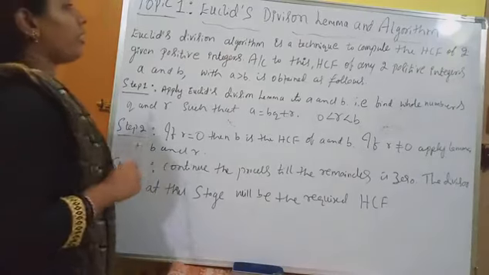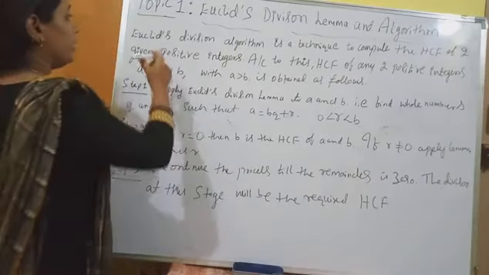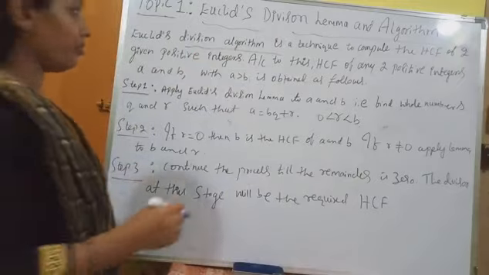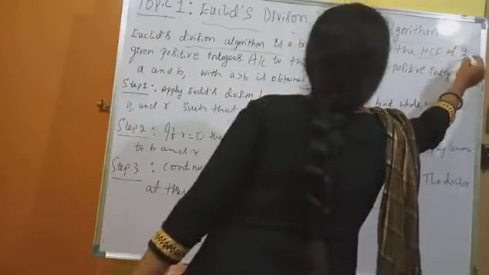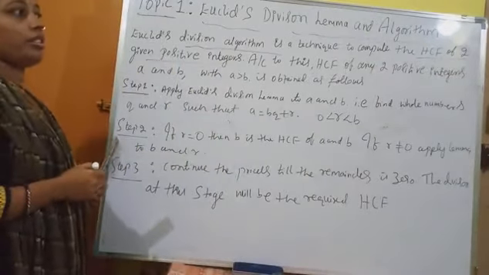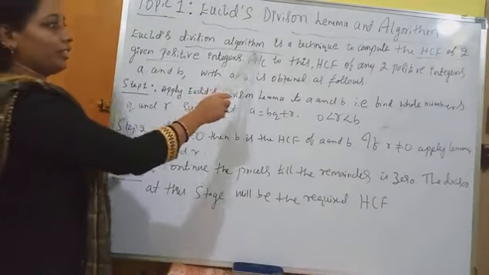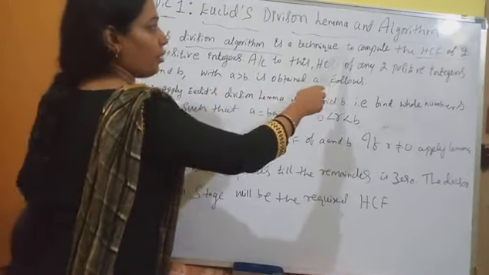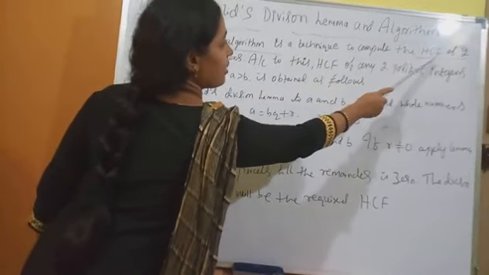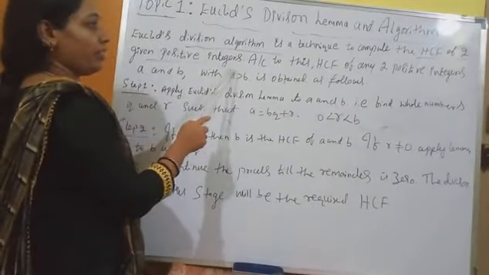So now you can understand what is Euclid's division algorithm. Euclid's division algorithm is a technique to find the HCF of two given positive integers. What is HCF? Highest common factor. So Euclid's division algorithm is a technique to calculate the HCF, highest common factor, of two given positive integers.